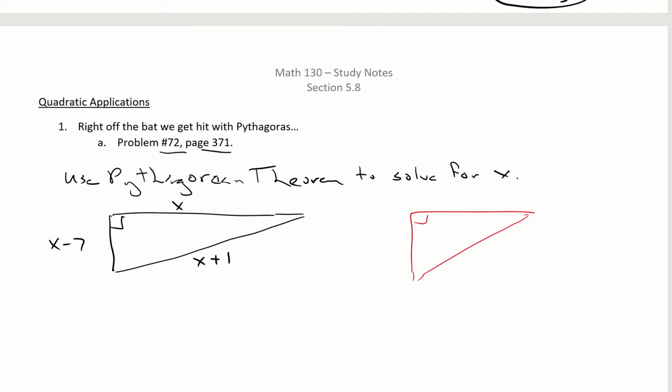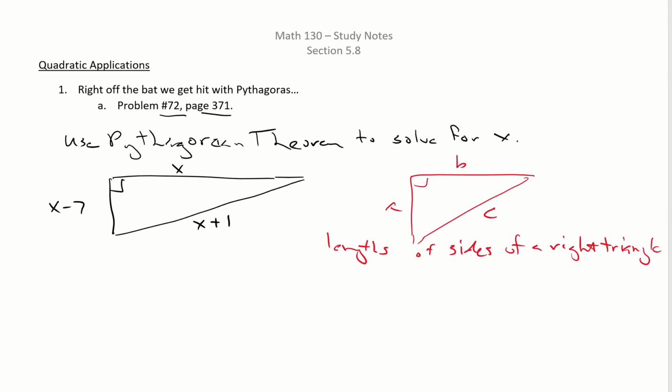If you are dealing with a right triangle, this is a fact that's been known, you would not believe how old this fact is. If this is A and B and this is C, we're talking about lengths of sides of a right triangle. If you measured the sides, they would fit the Pythagorean theorem: the square of one side plus the square of another is equal to the square of the biggest side, which is often called the hypotenuse.